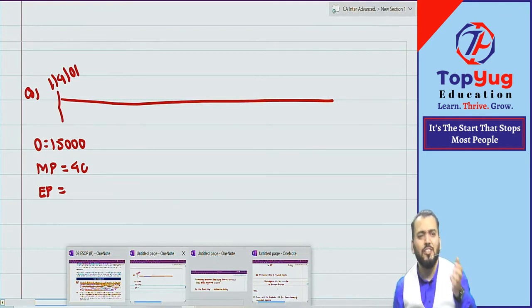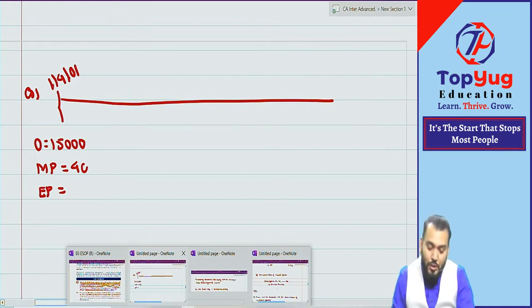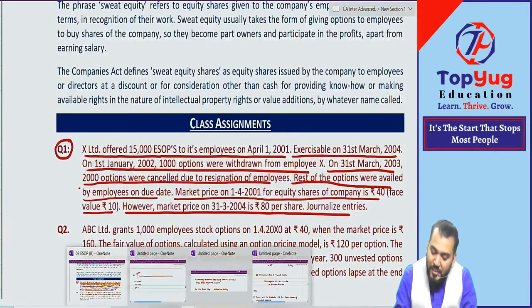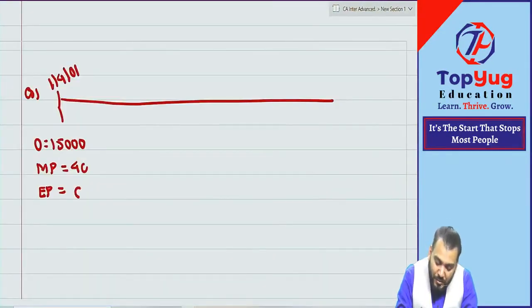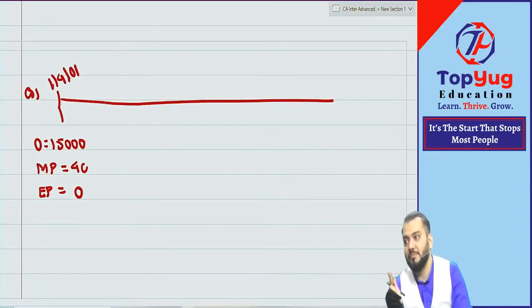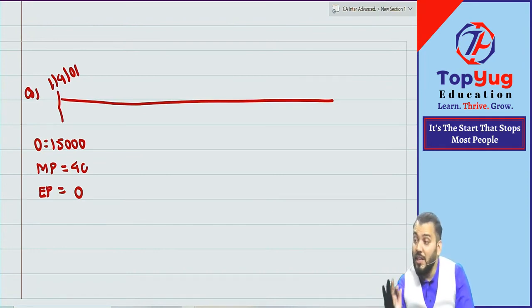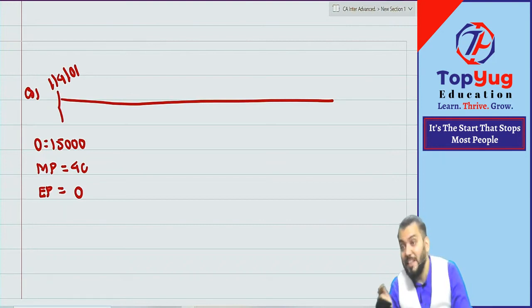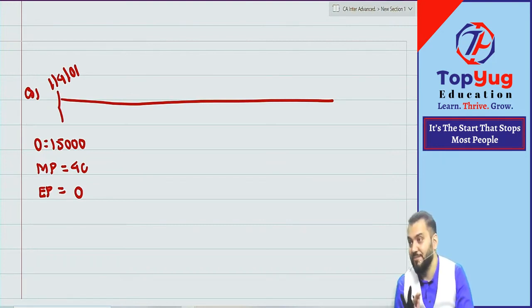Zero only, because you are thinking from the employee's point of view. It can also be equal to market price, as I already said. But from the emotions of this chapter, it should be lower. So the best answer is zero. Whenever nothing is given, we assume the exercise price is zero. This is the best assumption. If the question is silent, you can also assume it equals market price, but that is not the best assumption. I will not give marks for that assumption.